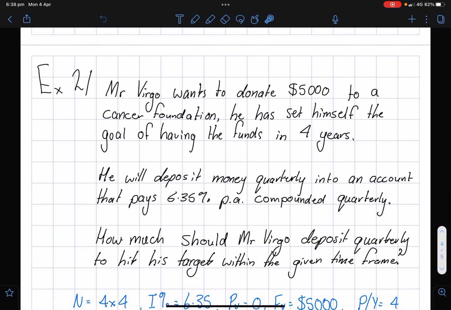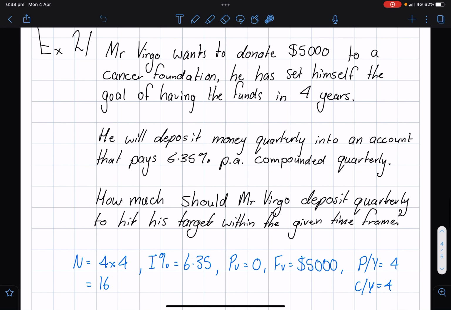So we need a breakdown. With these questions, because you do have to write out your calculator input, especially in a test, I would write out all of these items and input the information we know. Our N, after 4 years compounded quarterly, is 4 times 4, which is 16. The interest rate is 6.35%. We initially have $0 in the account and our target is $5,000. Because it's compounded quarterly, we have 4s in our P/Y and C/Y sections.